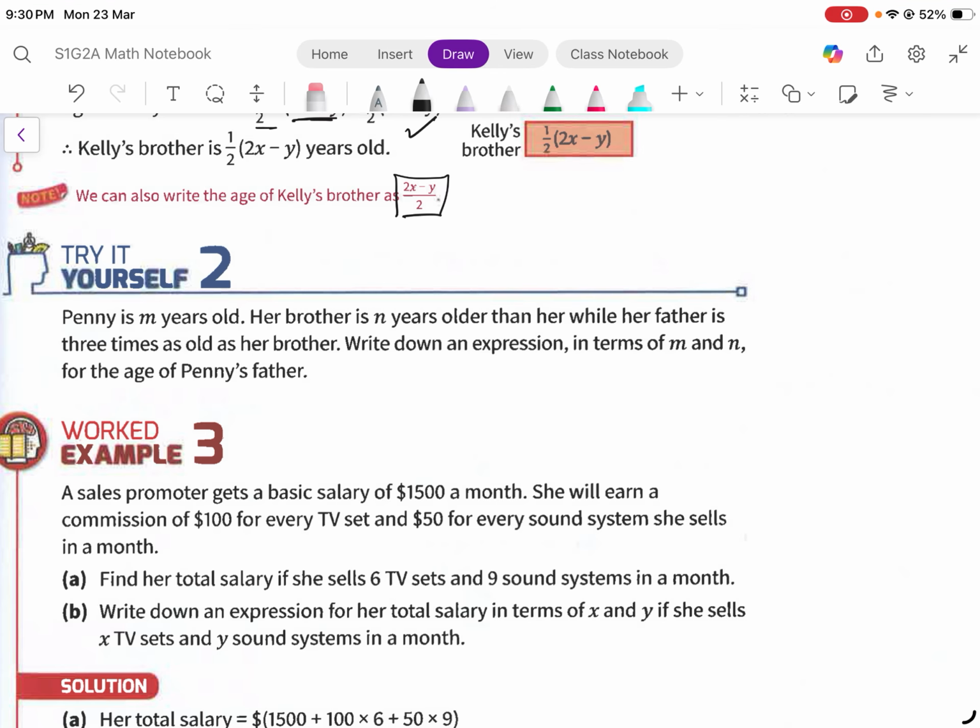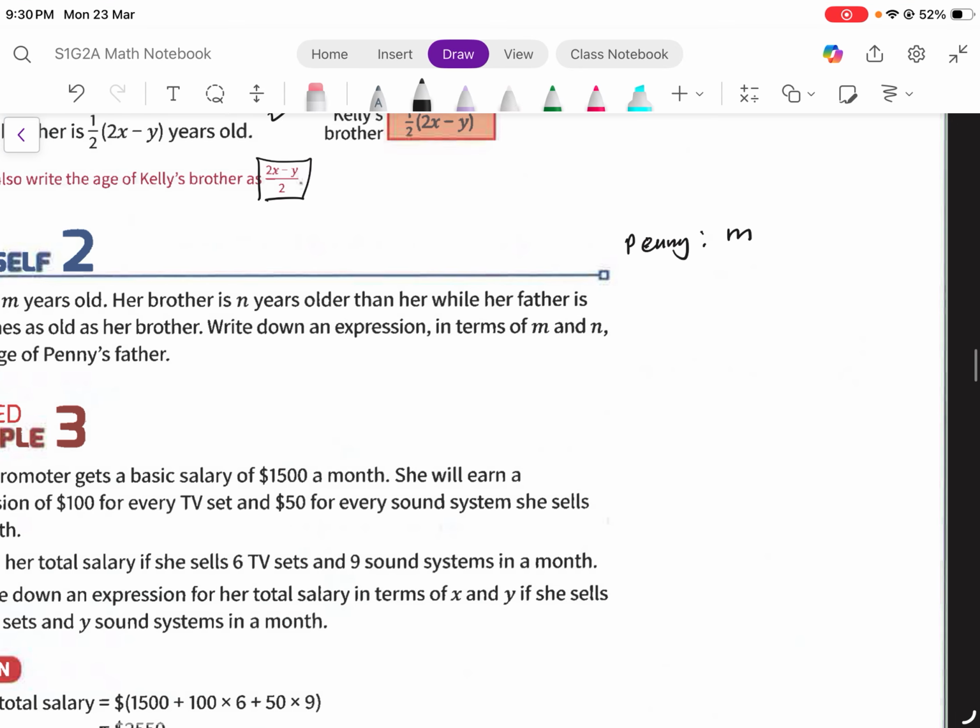Okay, Penny is M years old, right? So Penny, not to get confused, Penny is M years old. The brother is N years older than her, so her brother should be M plus N years old.